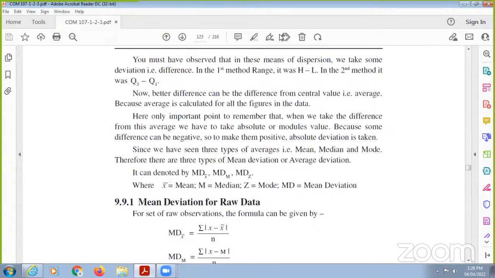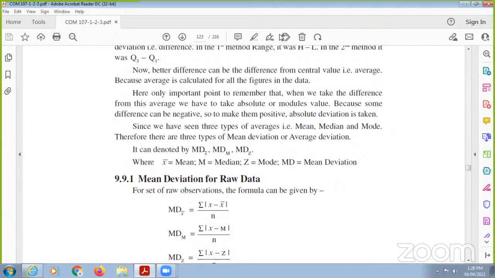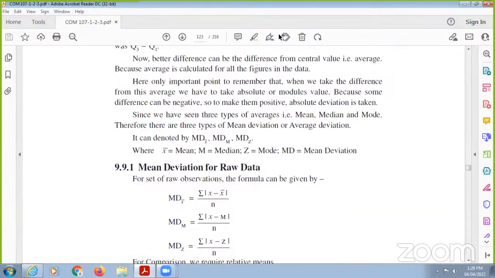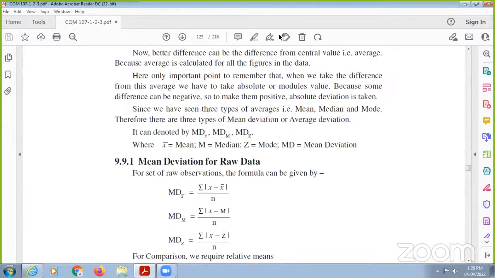For a set of raw observations, the formula can be given by mean deviation from x bar is equal to summation of modulus of x minus x bar, upon n. Mean deviation from median is summation of, in brackets, x minus M, bracket complete, upon n. Then mean deviation from mode is summation of modulus of x minus Z upon n here.